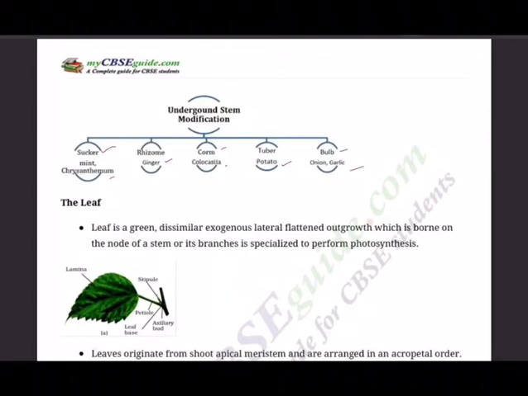And today in this session we are going to discuss another important part of the plant, that is leaf. In fact it is the most important because it's the kitchen of the plant. It prepares food for the plant. Without food plant cannot survive. So thanks to the leaf.